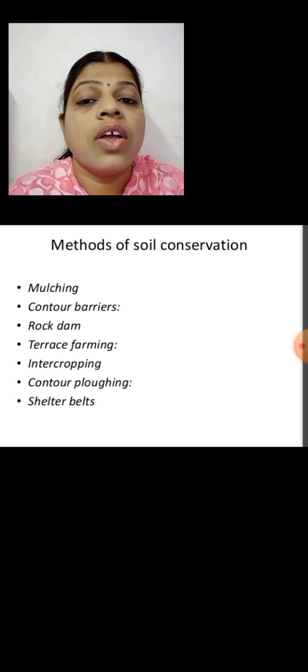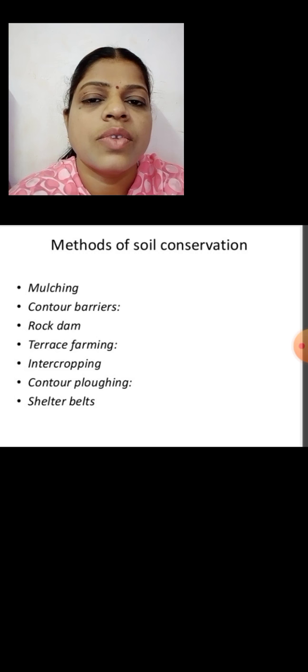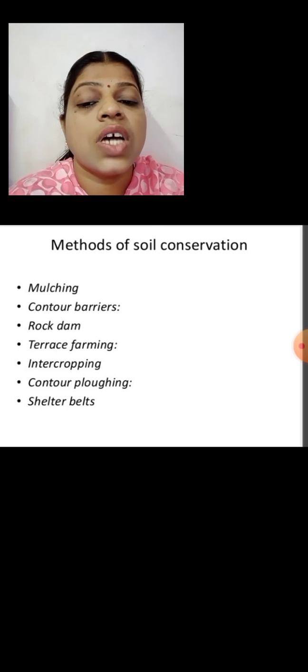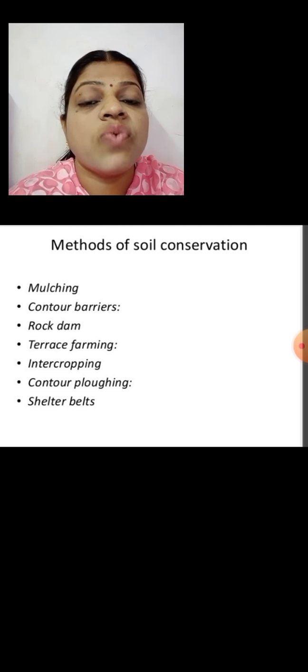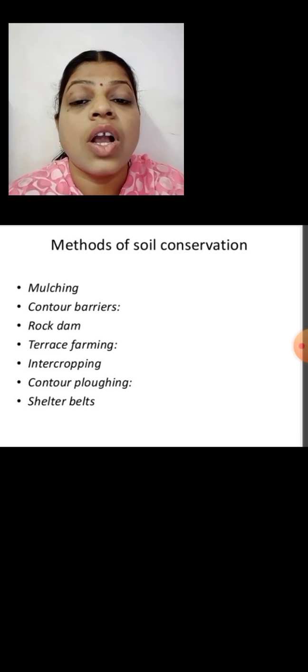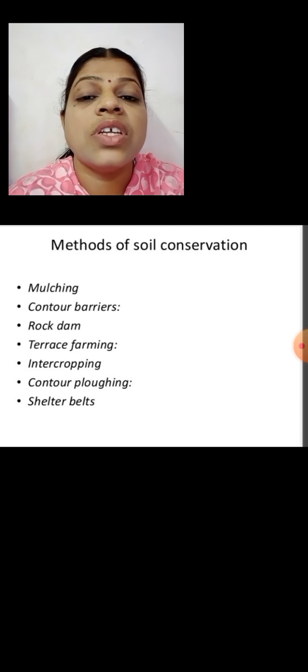Now we have studied the factors responsible for soil degradation, and to counter that, what do we have to do? We have to adopt various methods to conserve the soil. So these are the various methods adopted to conserve the soil. Which are they? Mulching, contour barriers, rock dam, terrace farming, intercropping, contour ploughing, shelter belts. These are the various methods that we have to adopt to conserve the soil.